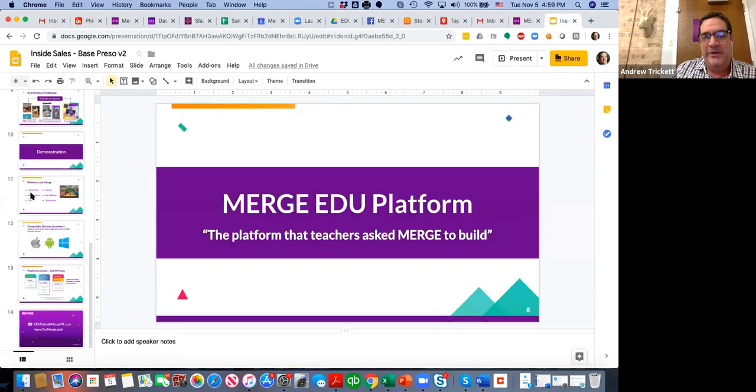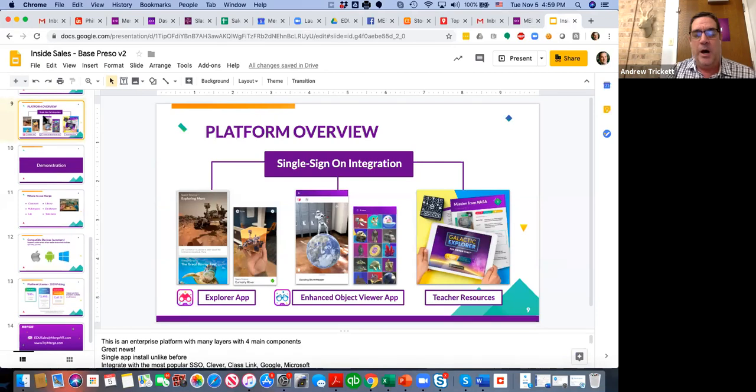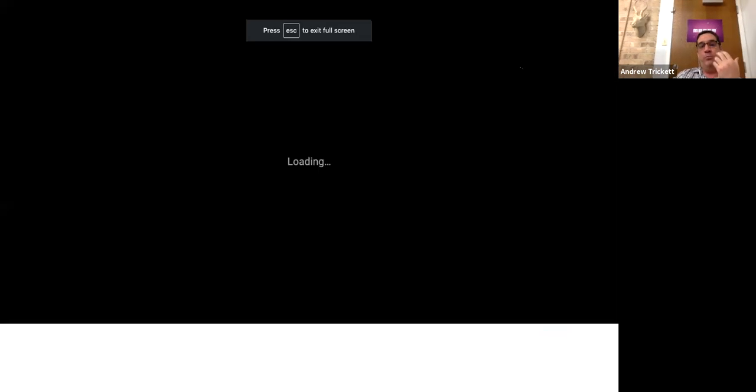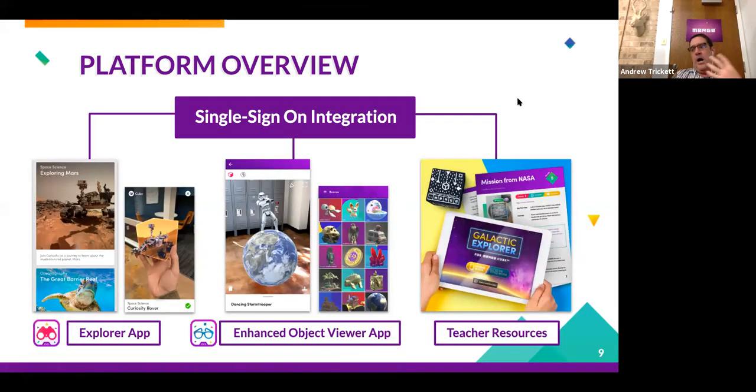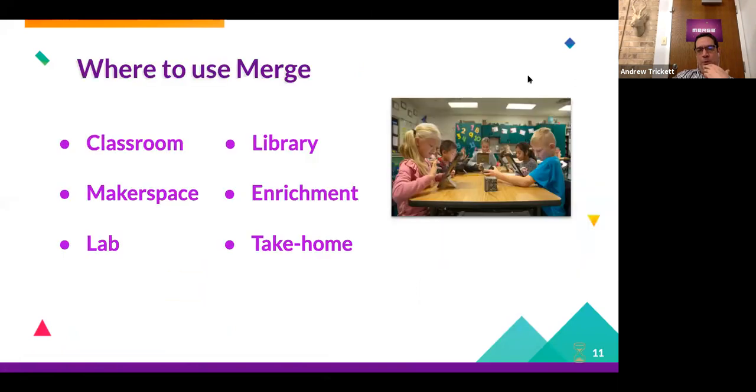Some of the other pieces of the platform include the Merge Explorer app, as I mentioned, and the premium features of the Object Viewer app. There are also activity plans, classroom management tools, and administrative tool sets. And with the platform, unlike the free consumer apps, we can do things like enterprise provisioning and integrate it to single sign-on systems that your school's probably using. And we already went through the demonstration.